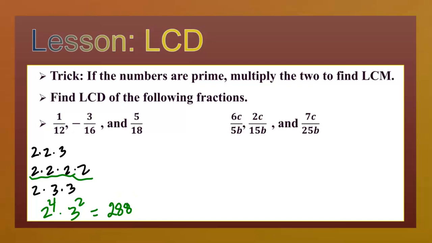Next, we just look at the denominators here. So we have 5 and then B.